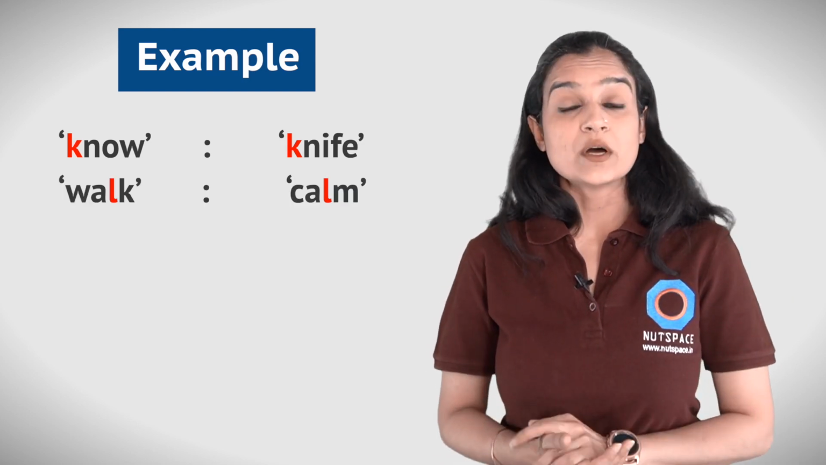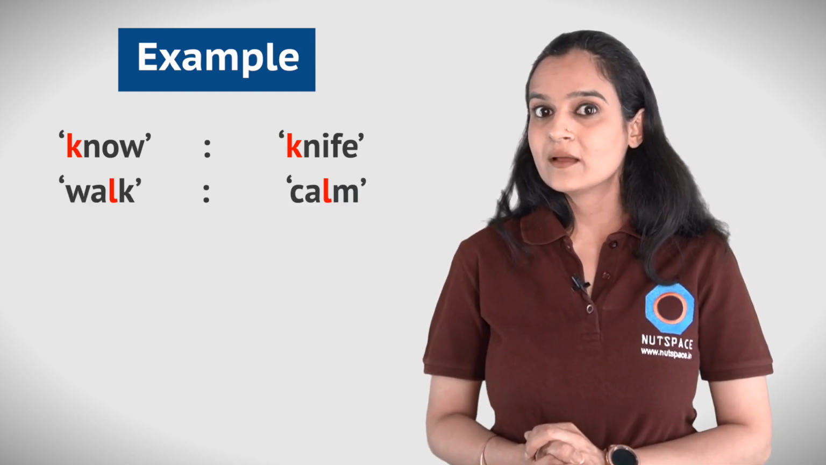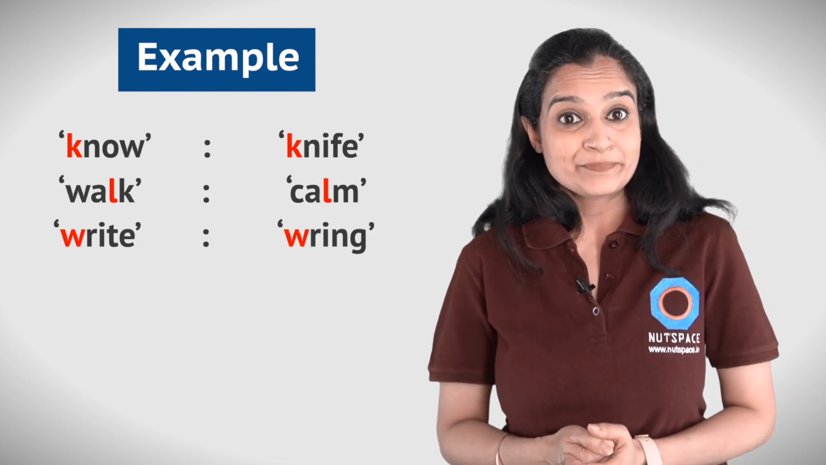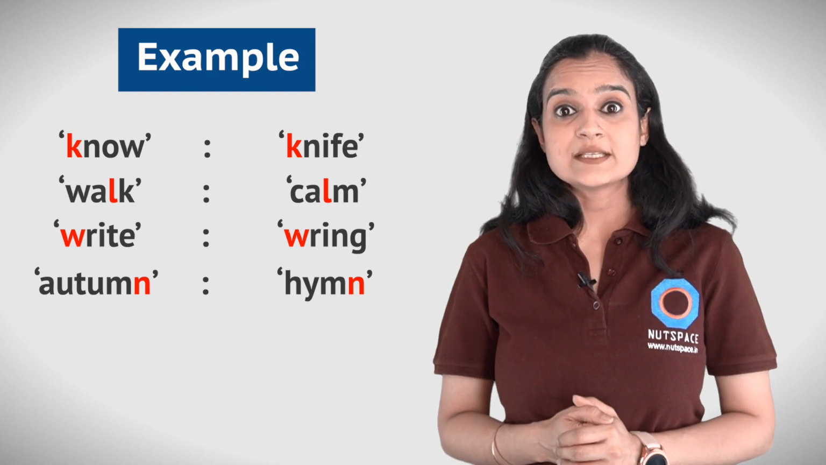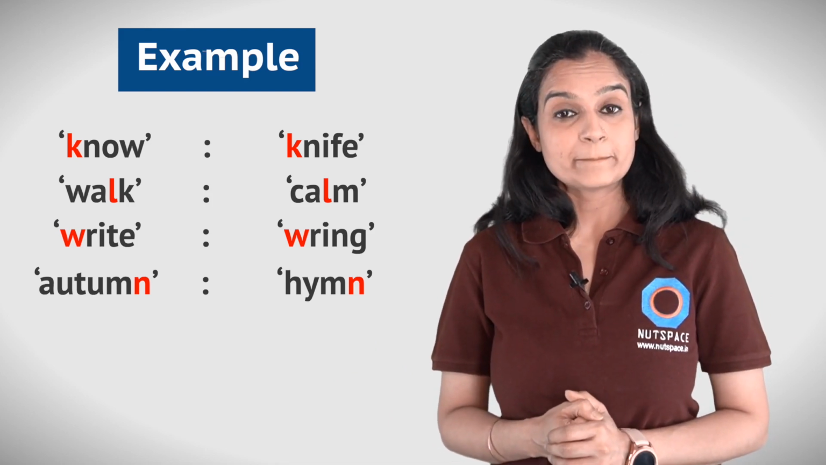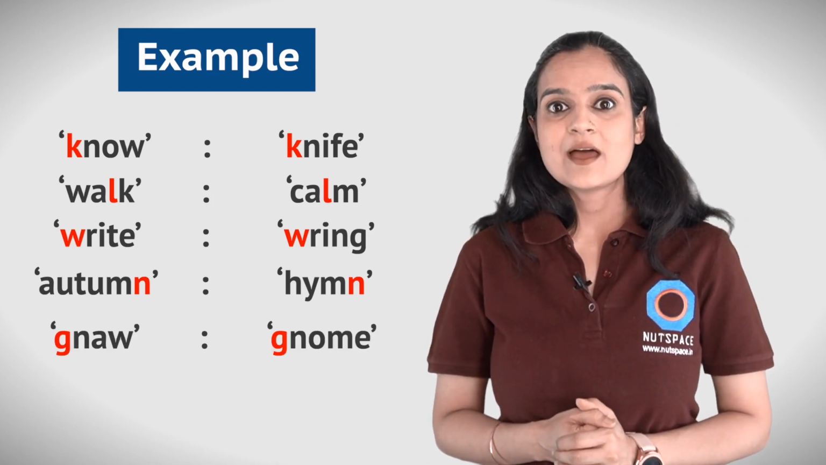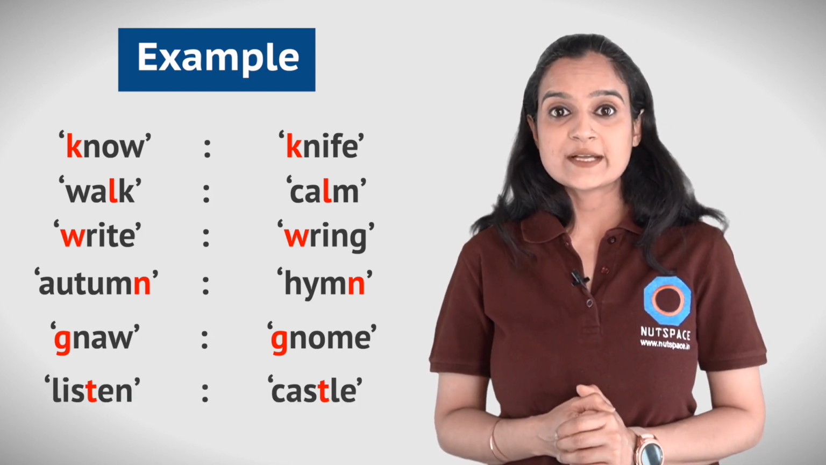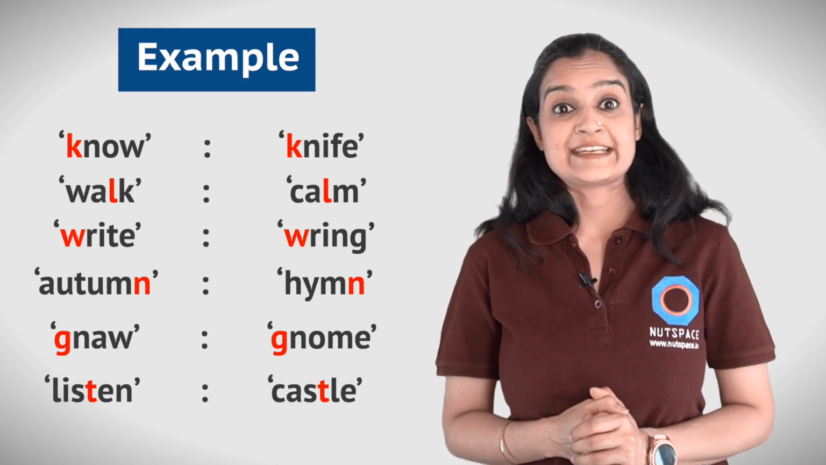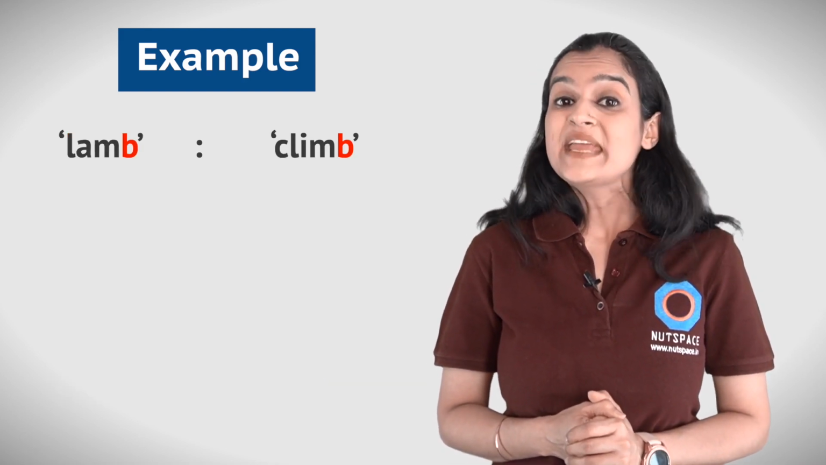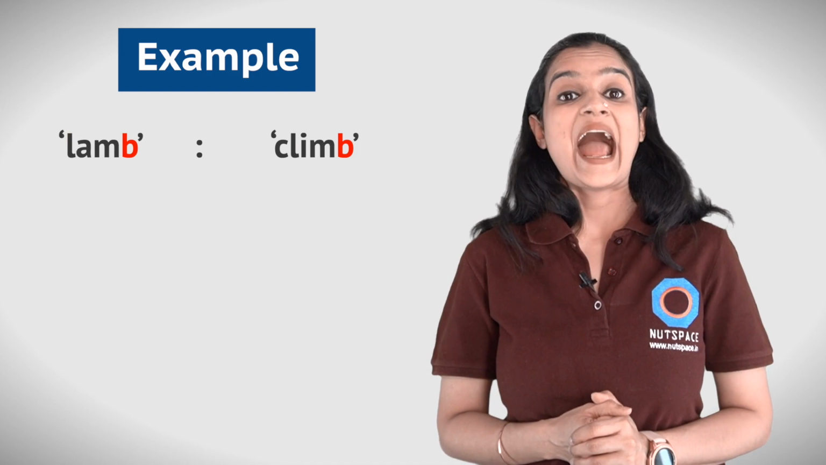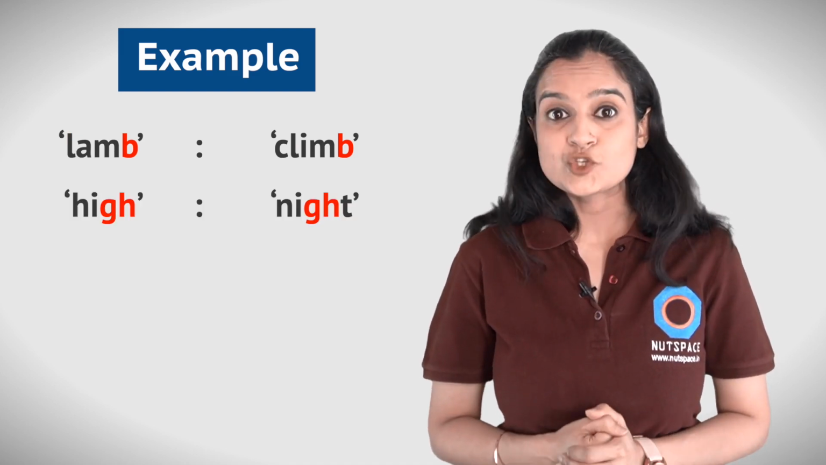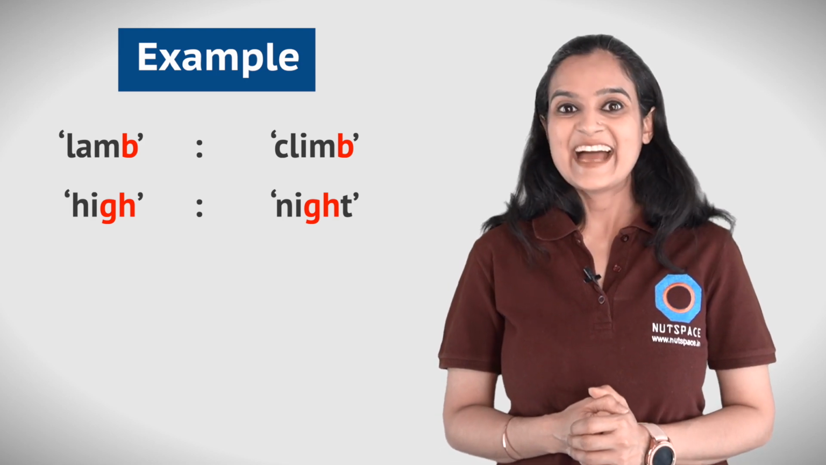L is silent in the words walk and calm. W in the words write and wring. N in the words autumn and hymn. G in the words gnaw and gnome. T in the words listen and castle. B in the words lamb and climb. And GH in the words high and night.